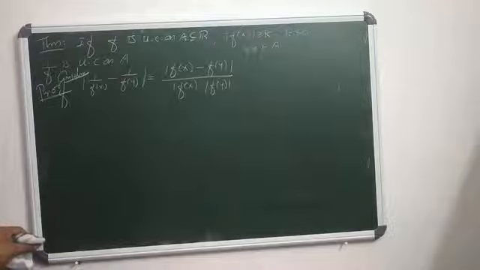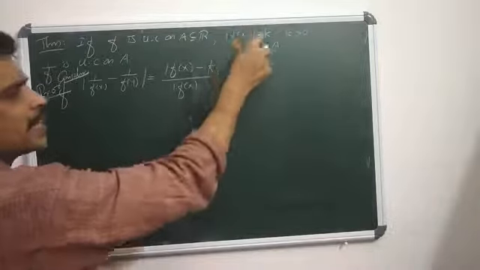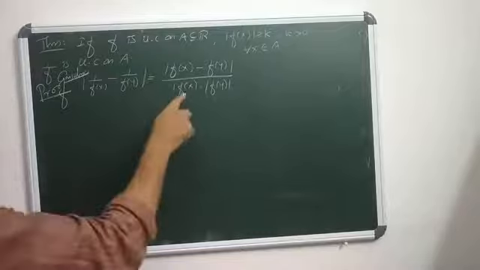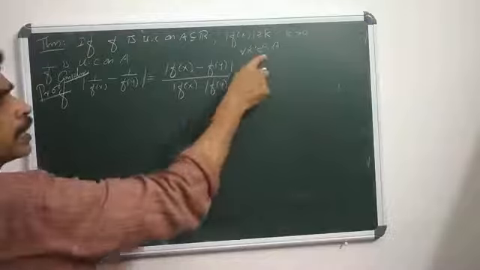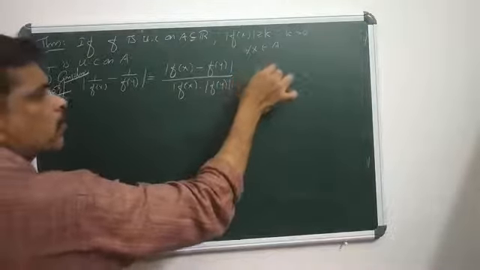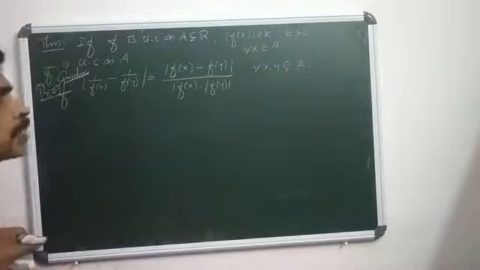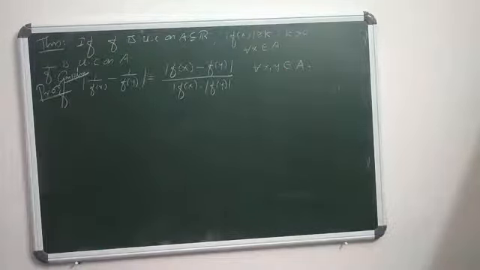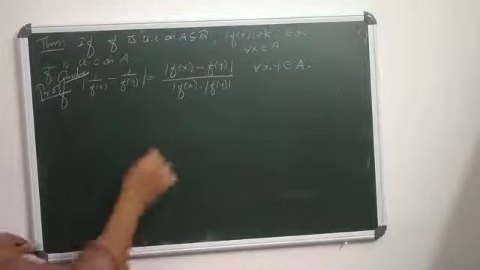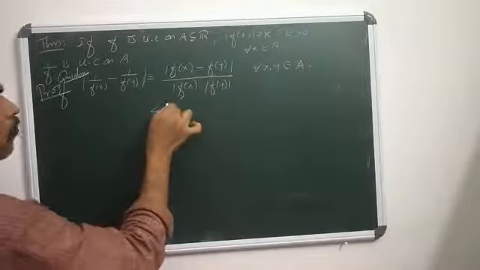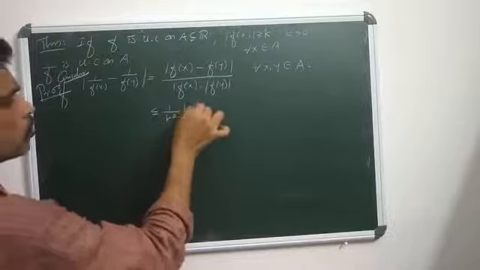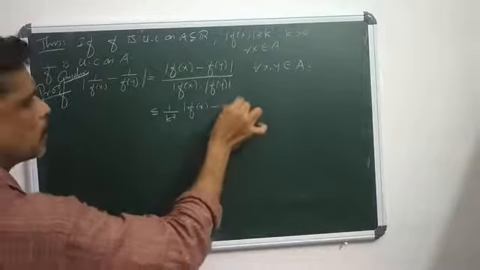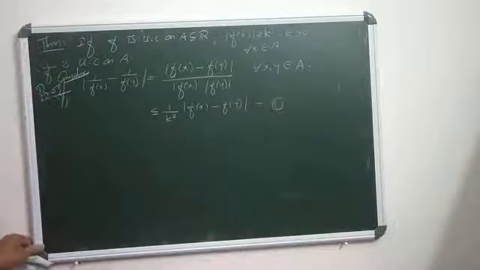But what is mod f of x? It is greater than or equal to k. So what is 1 by mod f of x? Less than or equal to 1 by k, for all x in E. Since y is in E, 1 by mod f of y is also less than or equal to 1 by k. So it is less than or equal to 1 by k square, 1 by k into 1 by k, into modulus of f of x minus f of y. But what is f?